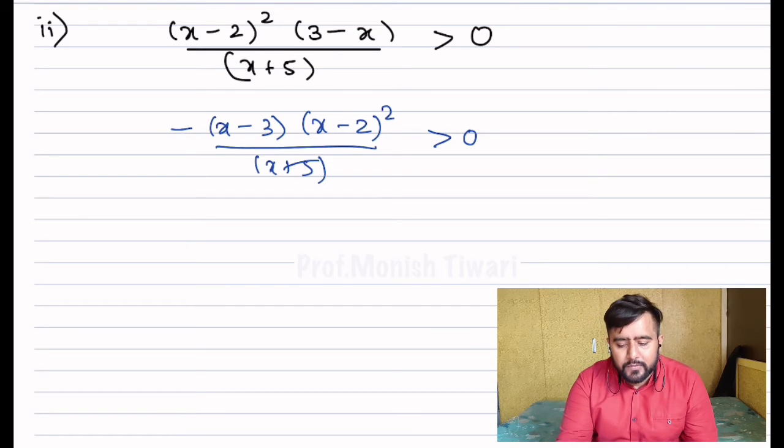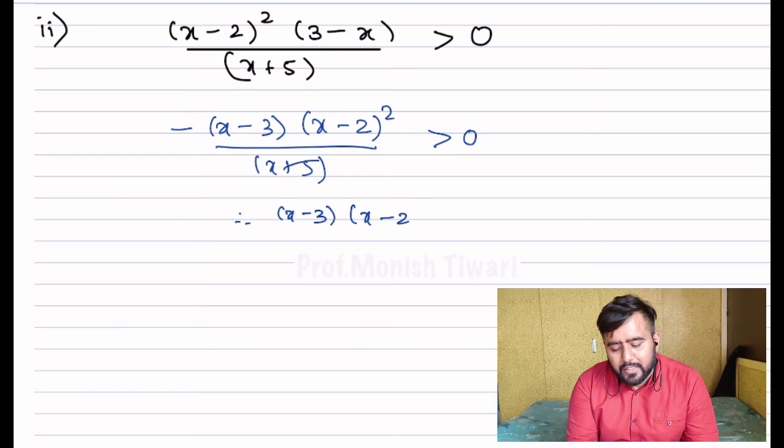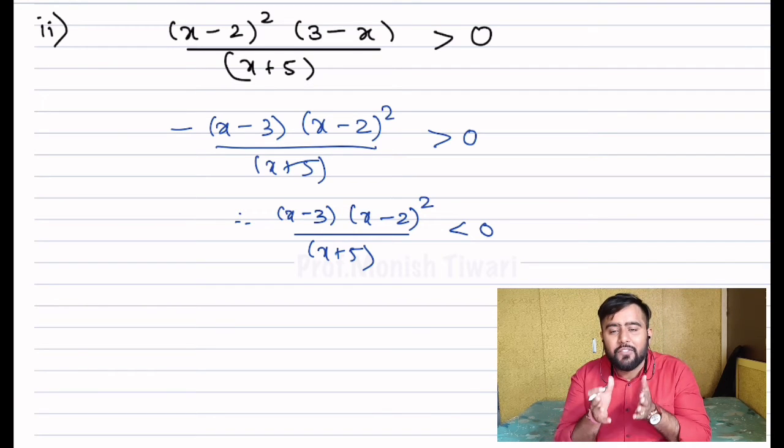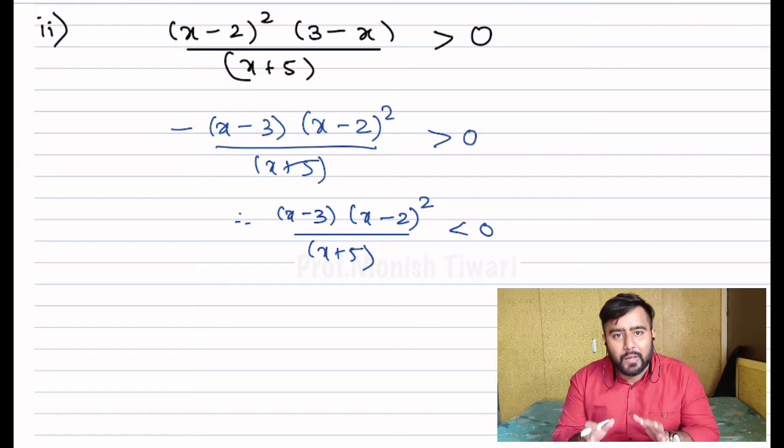Now, when you remove this negative, the inequality will reverse. So we will be left with x minus 3 into x minus 2 the whole square upon x plus 5 is less than 0. Now we have to use wavy curve on this particular inequality.